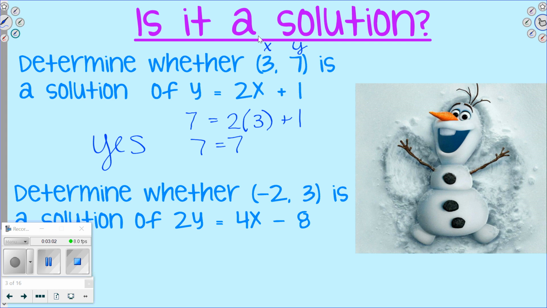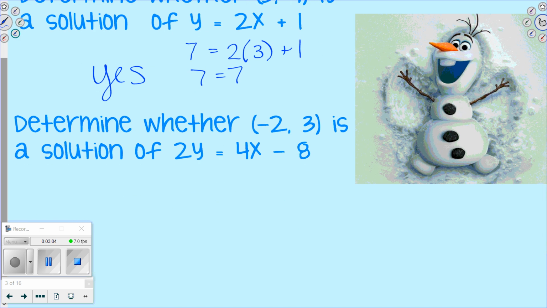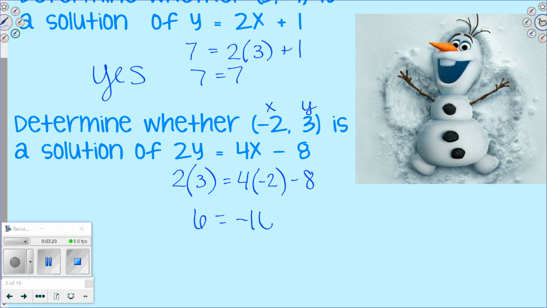What about negative 2, 3? Is that a solution of 2y equals 4x minus 8? Again, to check, x, y, so I have 2 times 3 equals 4 times negative 2 minus 8. So that's 6, and that's negative 16. Does 6 equal negative 16? No. So that is not a solution. That is not a point on the line.